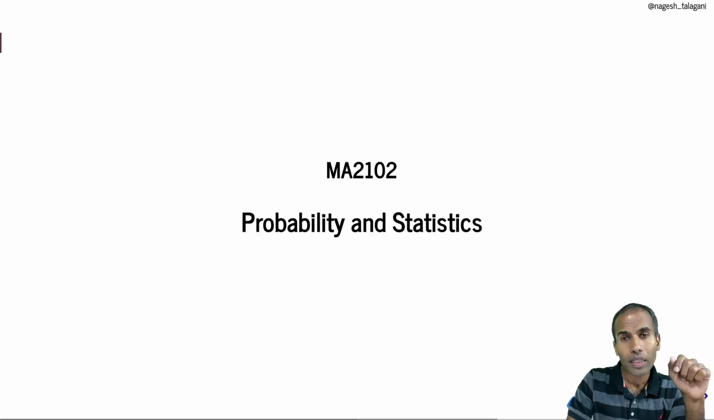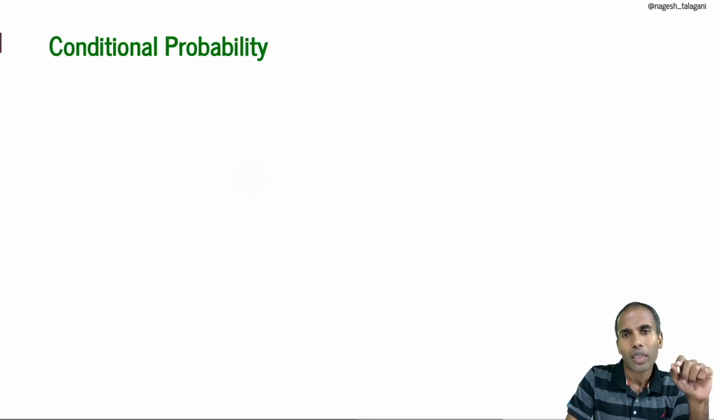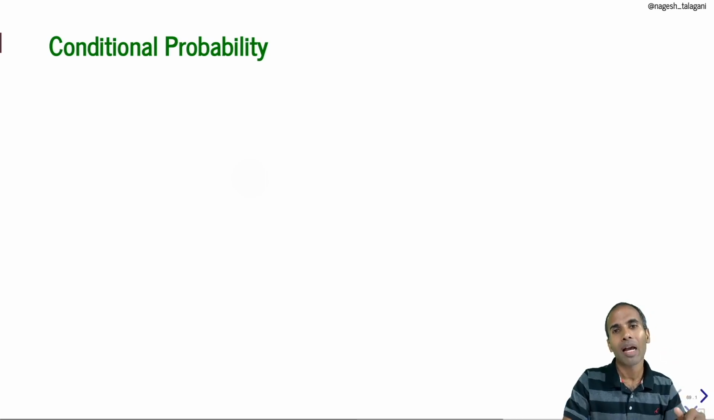Hi students, in this video we are going to talk about the concept of conditional probability. See, the probabilities get modified when we have some partial information about the outcome. For example, let us consider a random experiment of rolling a fair die.